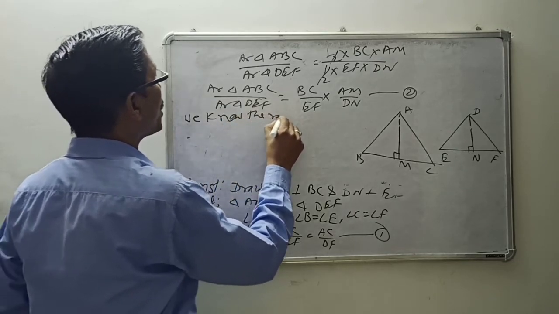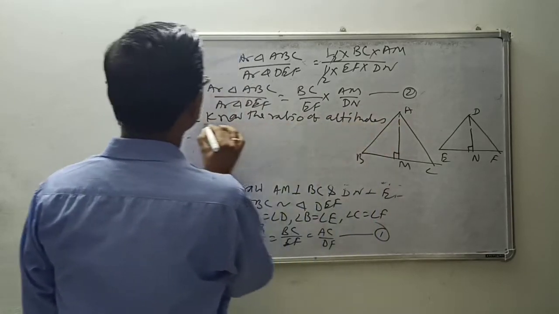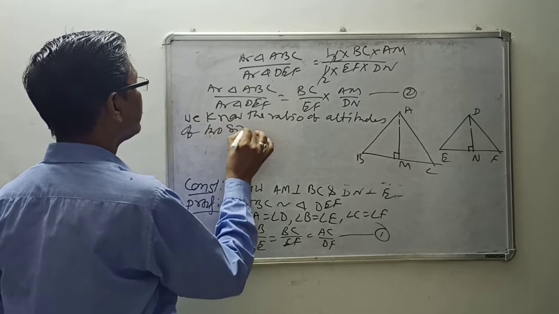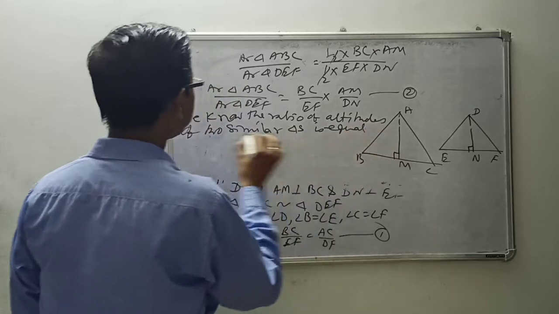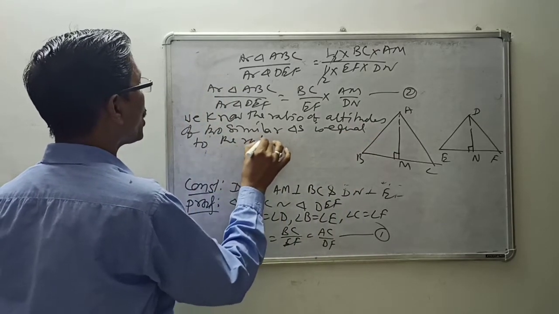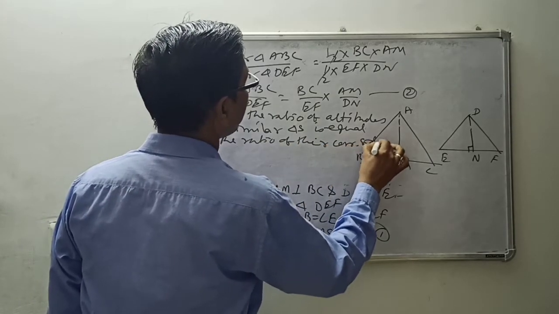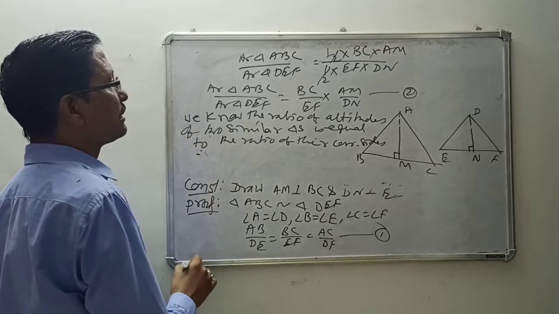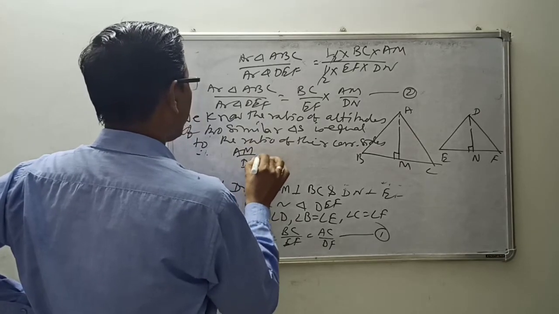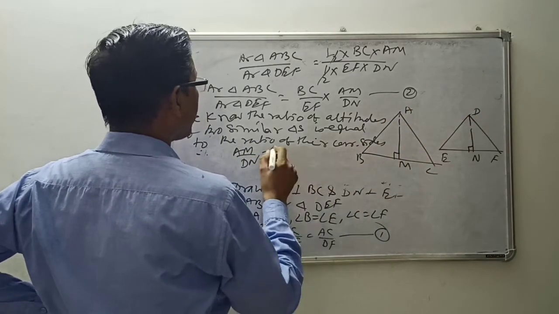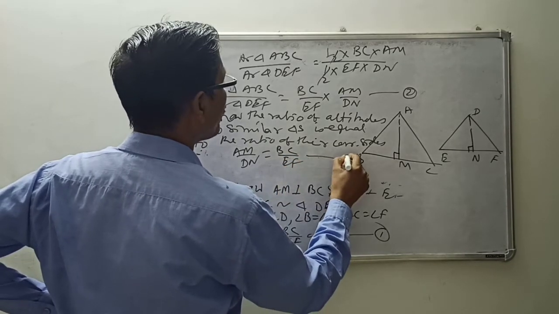the ratio of altitudes of two similar triangles is equal to the ratio of their corresponding sides. So what you can say, you can say AM by DN, anything, AB by DE, BC by EF. Here BC by EF we are writing, corresponding sides ratio will be equal.